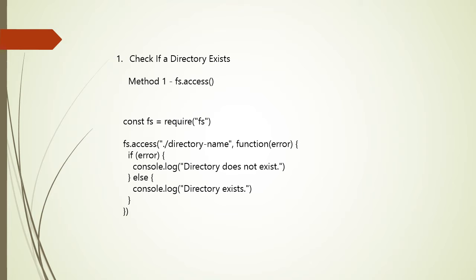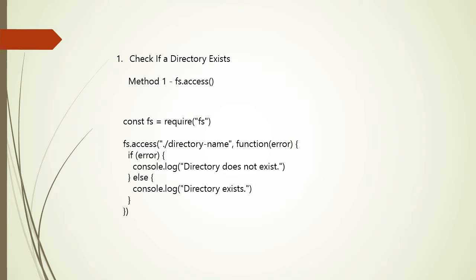FS has both a synchronous fs.access and an asynchronous fs.existsSync function that can be used to check for the existence of a directory. So the first method is fs.access. This function takes a directory path as an argument, and it is usually used to test a user's permission for a file or a directory. But if a given path isn't found, the function will give you an error. Therefore, we can detect if a directory exists by seeing if the fs.access function returns an error or not.